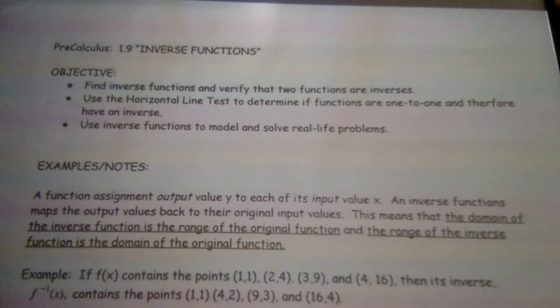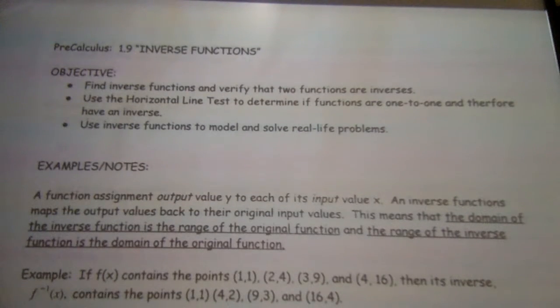All right, 1-9 is finding inverse functions. What we're going to do is find inverse functions and verify that two functions are inverses. We're going to use the horizontal line test instead of the vertical test to see if a function is one-to-one and therefore has an inverse, and then use inverse functions to model.